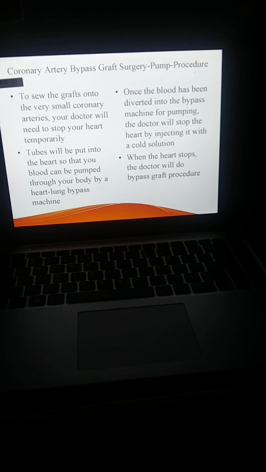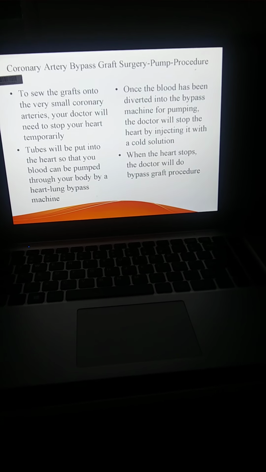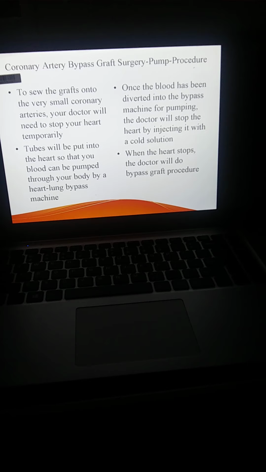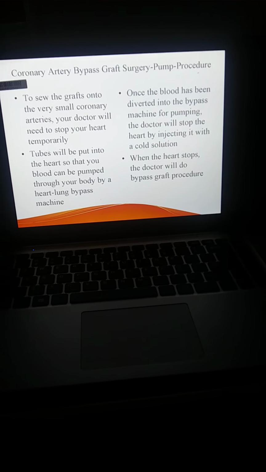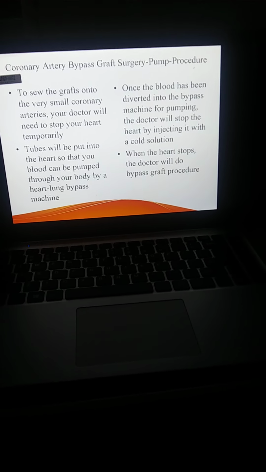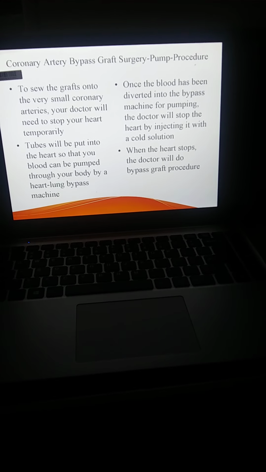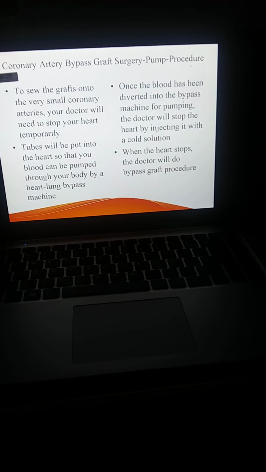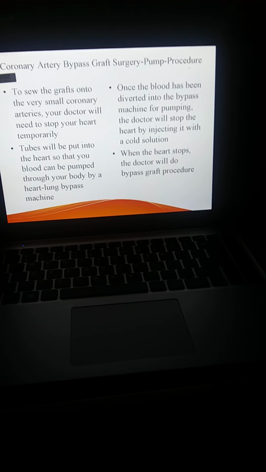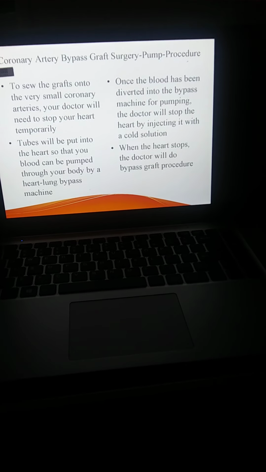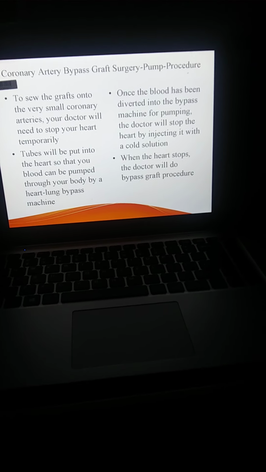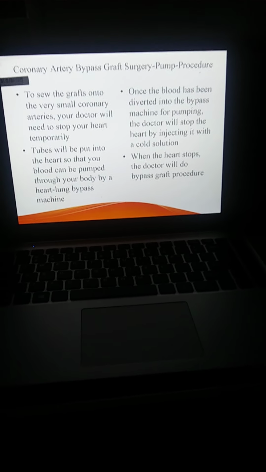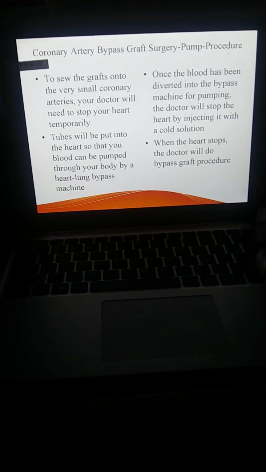To sew the grafts onto the very small coronary arteries, your doctor will need to stop your heart temporarily. Tubes will be placed into your heart so that your blood can be pumped through your body by a heart-lung bypass machine. Once the blood has been diverted into the bypass machine for pumping, the doctor will stop the heart by injecting it with a cold solution. When the heart stops, the doctor will do a bypass graft procedure.